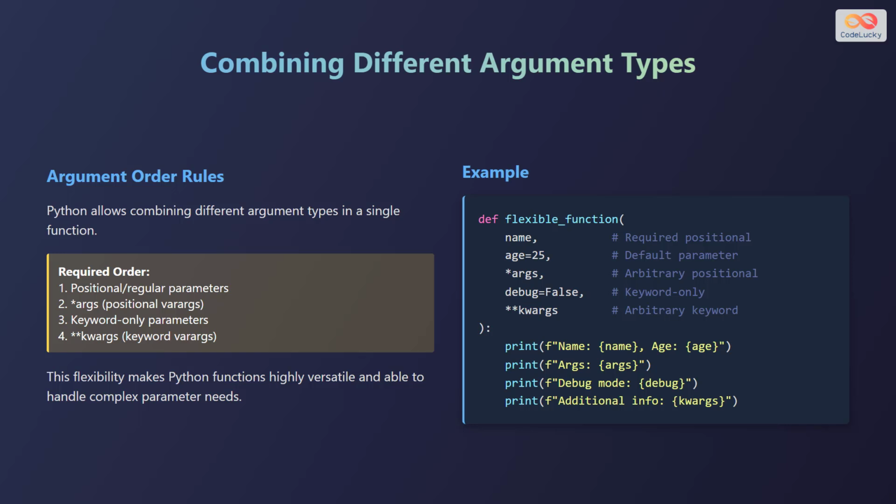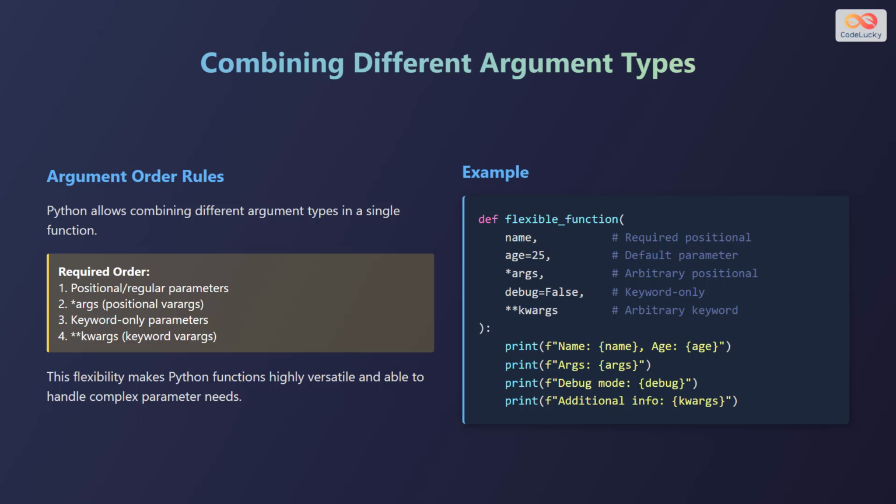Let's explore combining different argument types. Python allows combining different argument types in a single function. Required order is positional or regular parameters, *args, positional varargs, keyword-only parameters, and **kwargs, keyword varargs. This flexibility makes Python functions highly versatile and able to handle complex parameter needs.